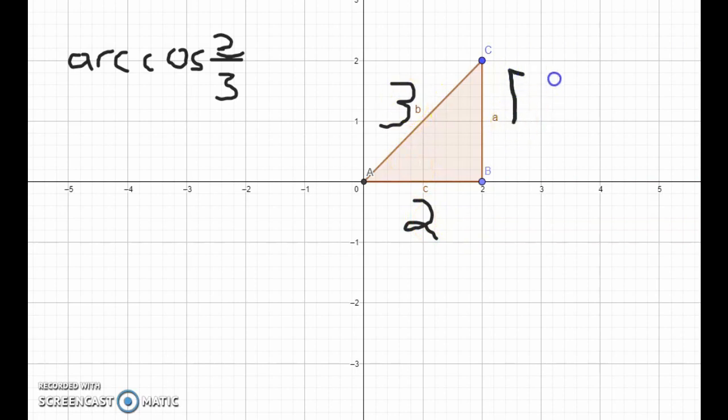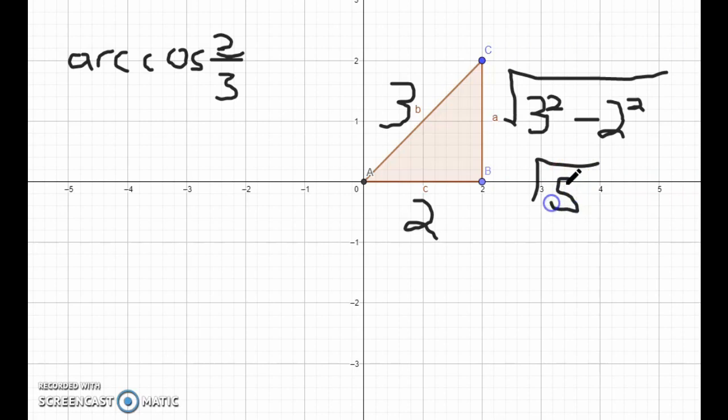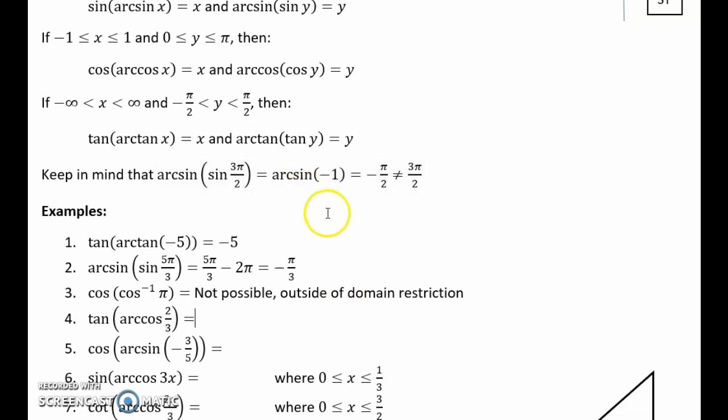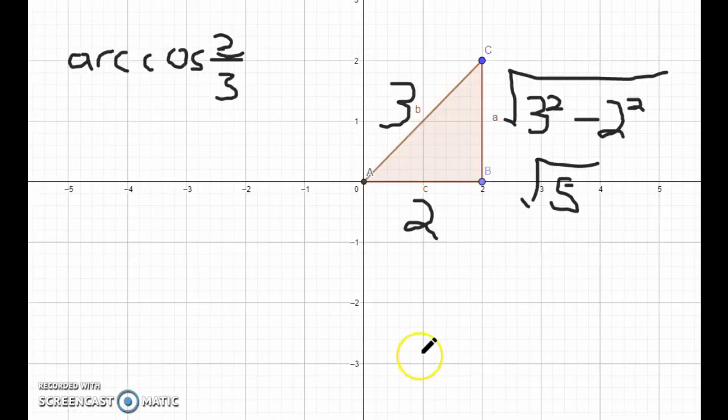So we're going to be taking the square root of 3 squared minus 2 squared, because we're solving for another side. So this is the square root of 5 over here. So this side is square root of 5. So we were looking for tangent of that. So what is tangent? Tangent is opposite over adjacent. So that is square root of 5 over 2.